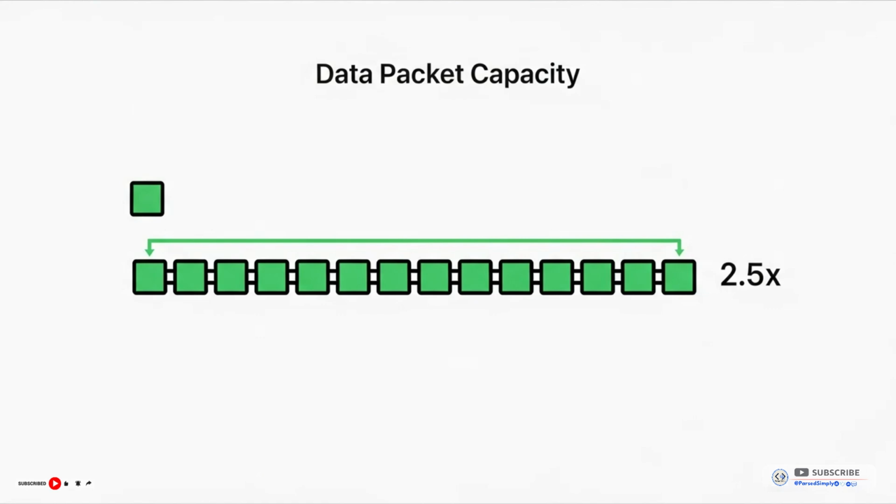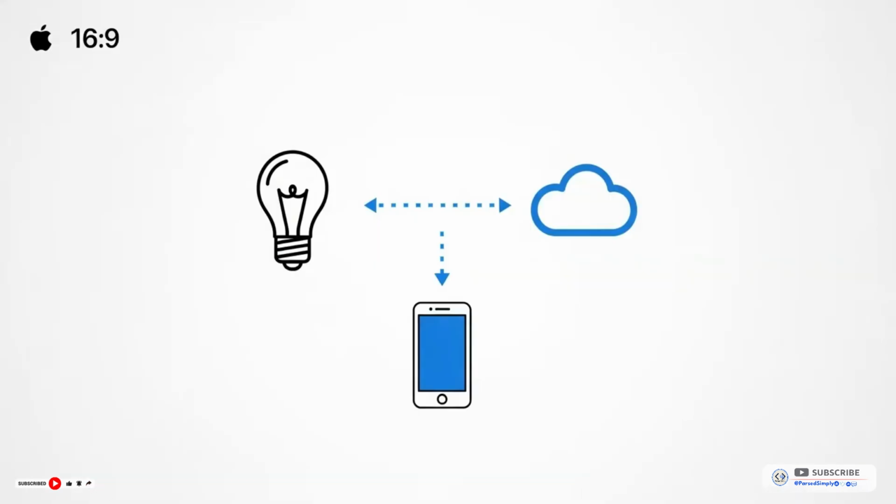Bluetooth 4.2, released in 2014, introduced data length extension. By increasing the capacity of data packets by nearly 10 times, it enabled up to 2.5 times faster transmission speeds over the previous generation. It also added support for IPv6 through the Internet Protocol Support Profile. This allowed smart devices like sensors and bulbs to connect directly to the internet without requiring a smartphone as a bridge.